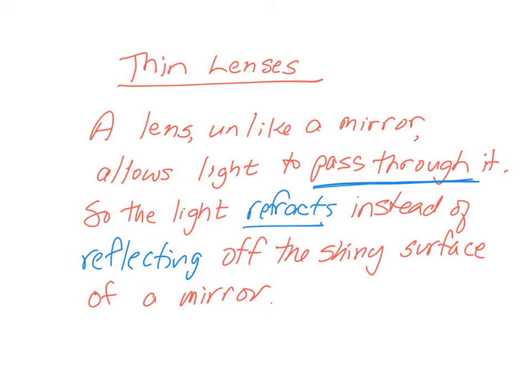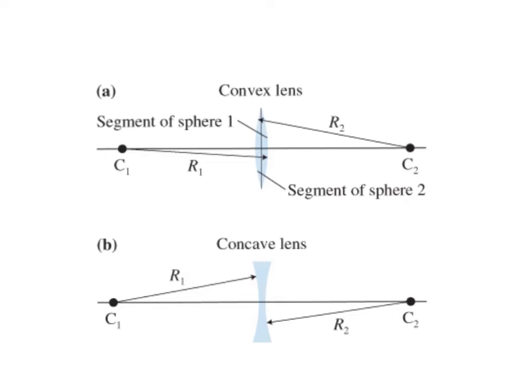So we're talking about light that refracts instead of reflecting. A very important difference is that the light passes through and bends in a lens. So if an image is going to be created, it's going to be on the back side of a lens, as opposed to with a mirror, where it occurs on the front side of a mirror. There are two kinds of lenses that we're going to study: convex lenses and concave lenses.